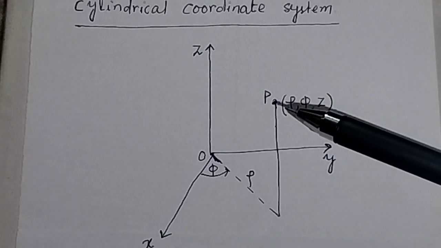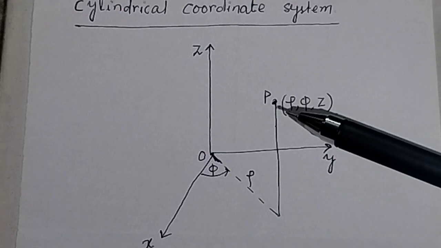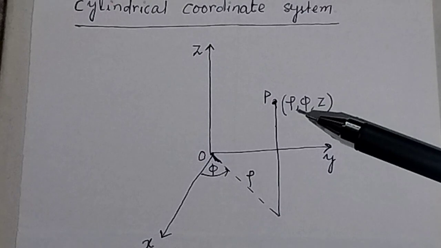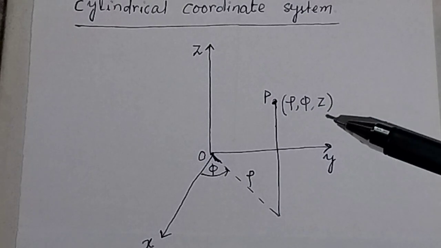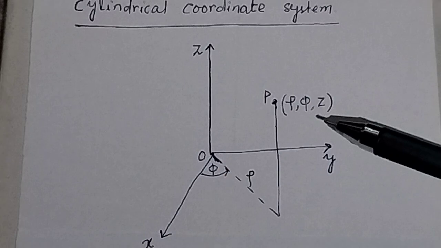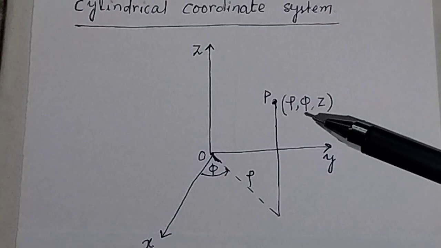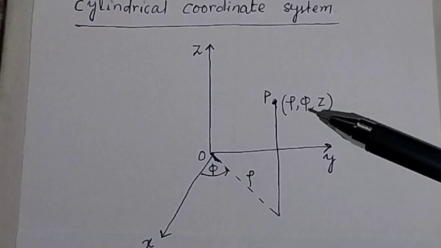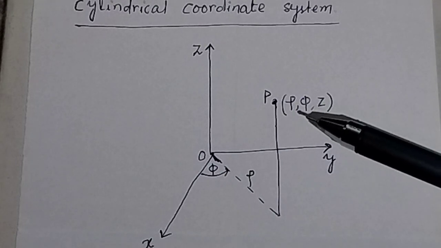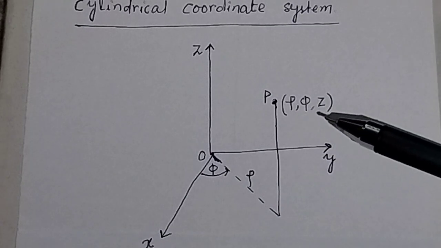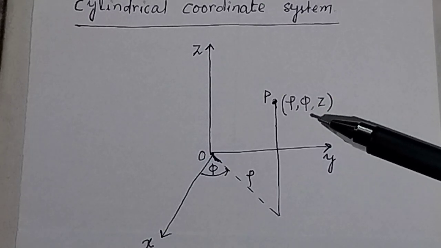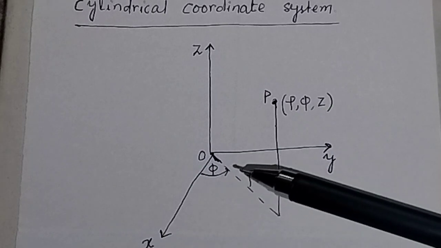Suppose we consider a point P in cylindrical coordinate system, then its coordinate will be equal to rho, phi, z. In spherical coordinate system, we use the coordinate r, theta, phi. In spherical coordinate system, r is the radial distance, theta is your polar angle, and phi is the azimuthal angle. That means azimuthal angle means angle in the xy plane.